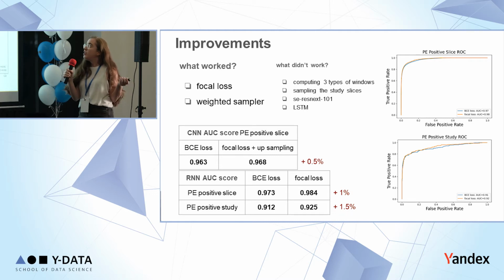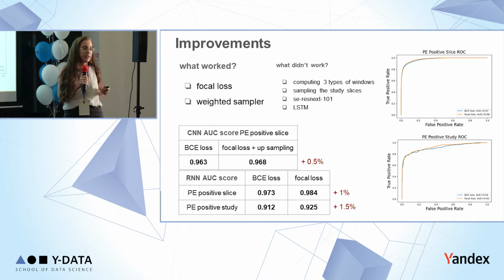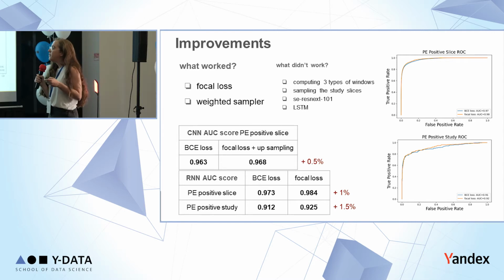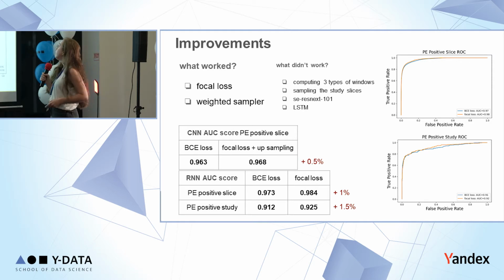What eventually worked? Implementing focal loss, which assigns more weight to difficult samples, and also implementing a weighted sampler to upsample the PE positive class. This way, we've managed to improve the CNN and the RNN AUC scores for PE on slice and on study, and as their ROC curves show, for the same false positive rate, we get a slightly higher recall.